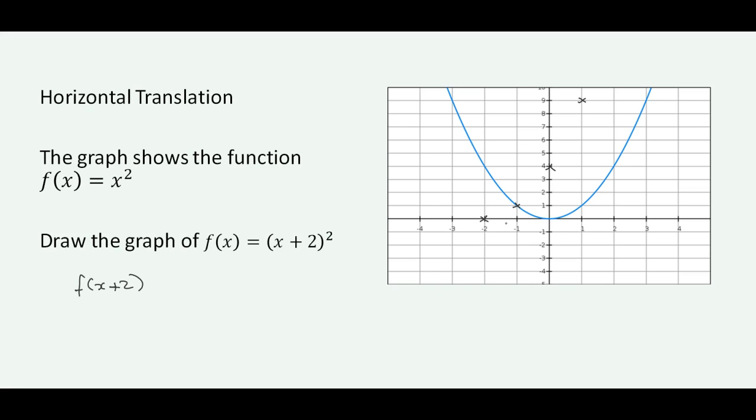Then here you have negative 1 and 1, so you're going to have negative 3 and 1. When you have negative 2 and 4, you're going to have negative 4 and 4. You can see that we're moving the graph all the way to the left hand side. Let's draw in a different color. This is what our graph is going to look like. This new graph, the transformed graph, is translated 2 units to the left.